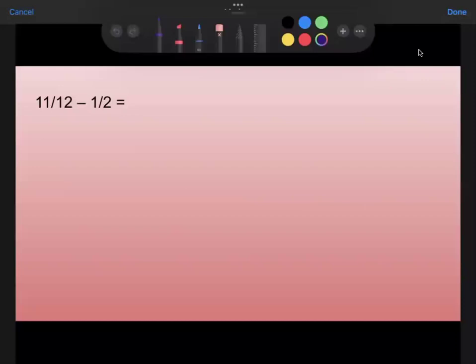Okay, here's our next example. We have 11 over 12 minus 1/2. So let me go ahead and rewrite those here. 11 over 12 minus 1/2. So I'm going to start with the smaller denominator, which is 2, to see if I can multiply it to get 12. And in this case, I can. So I can do 2 times 6, which will give me 12.